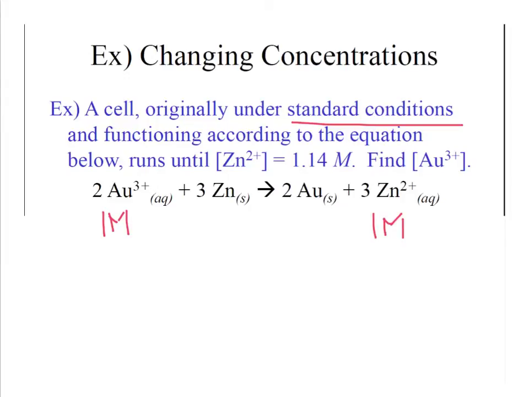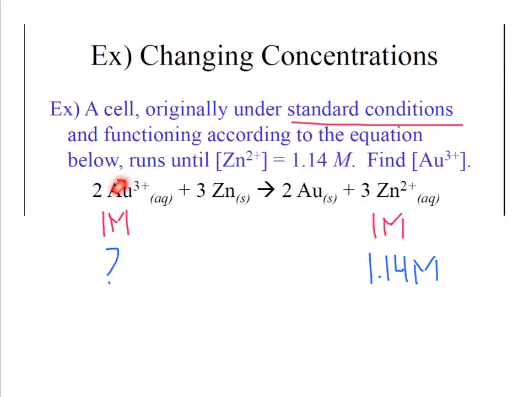But as time goes on, it's gotten to the point now where the zinc ions have increased. So that's our products increasing like they're supposed to, 1.14. So it's gone from 1 molar to 1.14 molar. So at this point in time, when the concentration of zinc is now 1.14 molar, the question wants to know, what's the concentration of gold? So if we started with 1 molar of zinc 2 plus and now we're at 1.14, that means we've generated 0.14 molar more of Zn2 plus. And where did that 0.14 come from? Well, it came from the zinc solid that reacted with the gold.